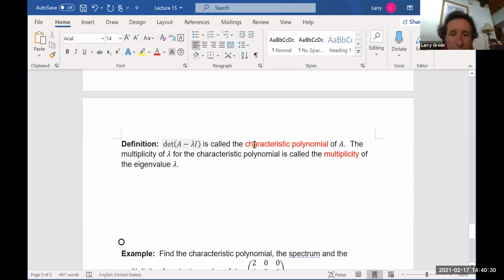Okay, now you get a polynomial and you have these roots lambda, and you know from algebra that sometimes roots can have multiplicity. So you might have, say, lambda minus 1 quantity squared times lambda plus 2. So the multiplicity of 1 will be 2 because there's a quantity squared. So the multiplicity of lambda for the characteristic polynomial is called the multiplicity of the eigenvalue. Any questions on that? Okay, very important, by the way.